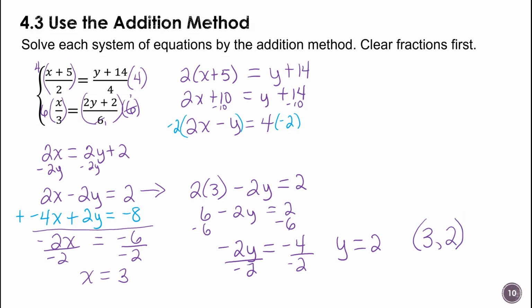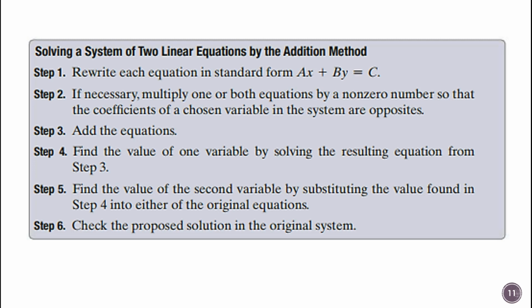Alrighty. And then there's just one more thing. This is just explaining what we've done. Step 1, rewrite the equations in standard form if you need to. If necessary, multiply one or both equations by a non-zero number so that the coefficients of a chosen variable in the system are opposites. I've been talking about opposites as we've gone through this. Add the equations, and so on. So I won't go through that whole thing, but maybe that'll help you when you are working on this. And that's the end of section 4.3.